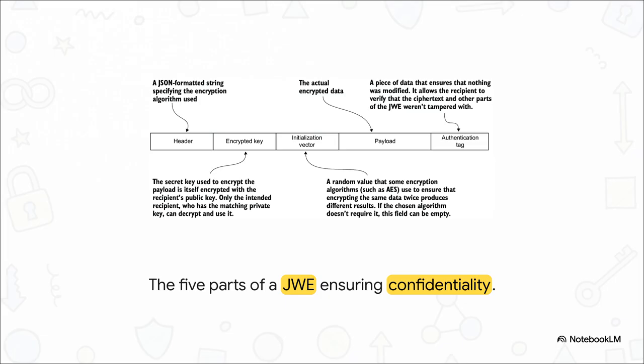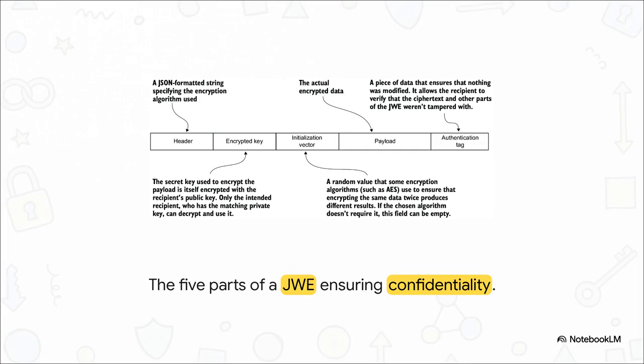Now notice the significant difference in anatomy here. While JWS has 3 parts, a JWE object requires up to 5 components. We have the header, just like before, but then we add an optional encrypted key, an initialization vector to randomize the encryption, the actual encrypted payload ciphertext, and finally an authentication tag. Once again, all of these parts are base64 URL encoded and separated by dots.